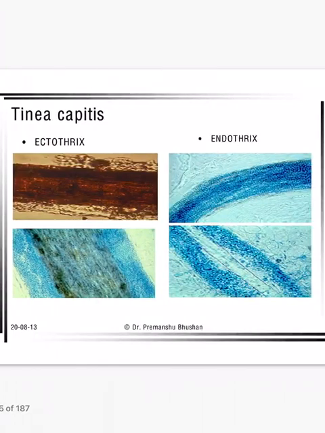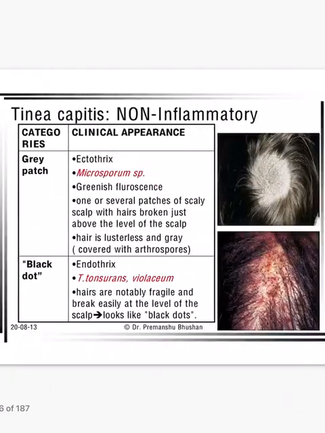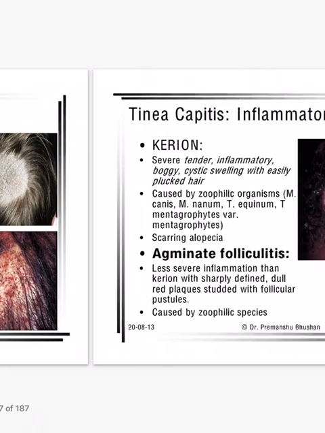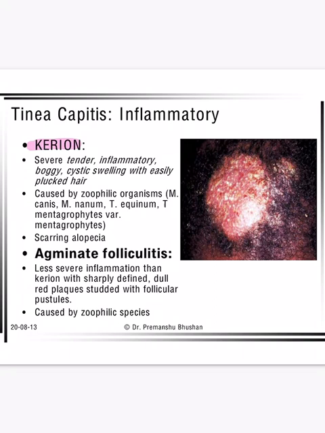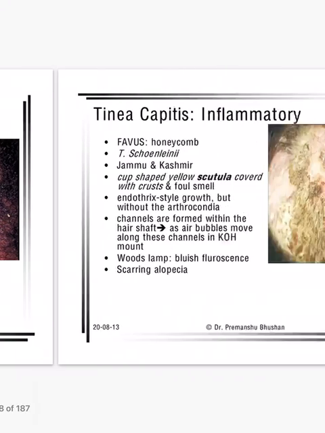And white piedra, which is superficial, is easily detached. It may show ectothrix and endothrix. So this is the black dot tinea, that is endothrix, due to Trichophyton tonsurans and violaceum. And gray patch is ectothrix, due to Microsporum. Then kerion. Kerion is a boggy swelling on the scalp.